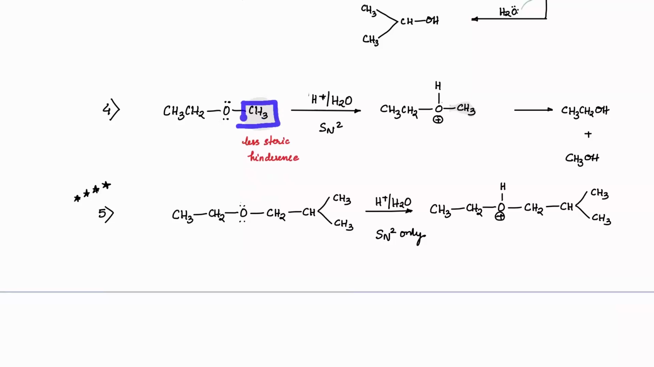If one side there is methyl and one side there is ethyl, obviously this is the less hindered side. So first you do protonation, and now the water would attack on the less substituted side through the SN2 mechanism. So if this is an isotopic oxygen, it will go away with the larger alkyl group. Got it?